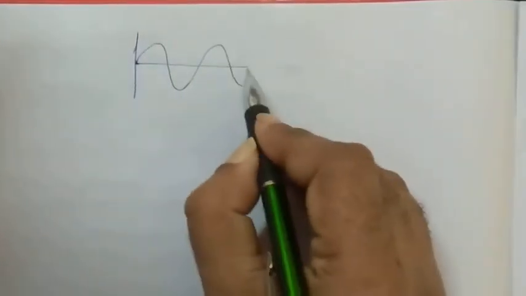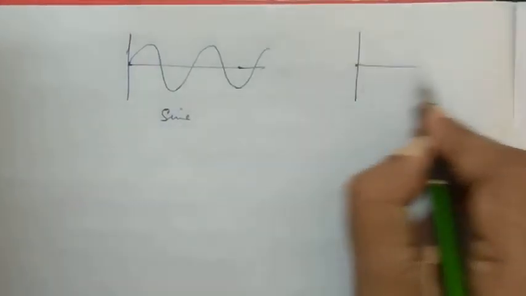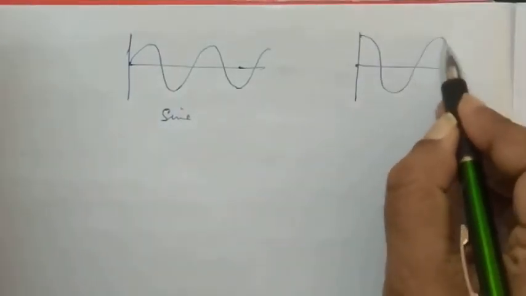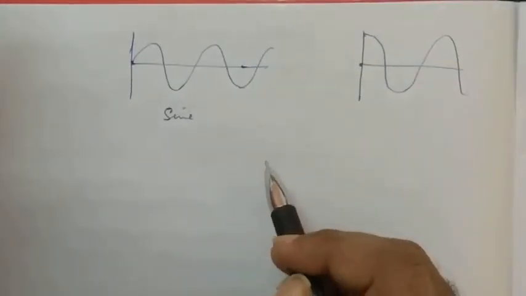Now we can draw the graph. If this is the graph for a simple harmonic vibration, that means this graph is a sine curve. You all know that this graph is a sine curve, whereas this graph is a cosine curve. Now if the particle starts from the mean position, this will be the graph of SHM. If this is the graph, then the particle will obviously start from the extreme position.